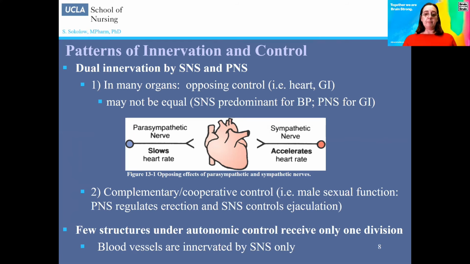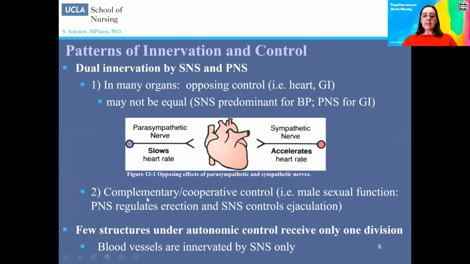Here you see on this figure, this is your heart, and you see that the parasympathetic nervous system slows the heart rate, and the sympathetic nervous system accelerates the heart rate. Remember, fight or flight reaction versus rest and digest slows everything down.